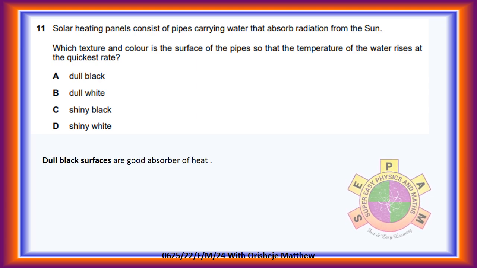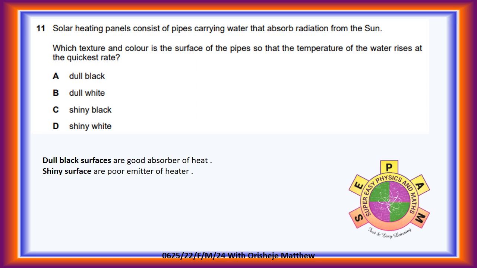Dull black surfaces are good absorbers of heat. Shiny surfaces are poor emitters of heat. Solar heating relies on absorption of sunlight. The more sunlight the pipe surface absorbs, the faster the water inside will heat up.